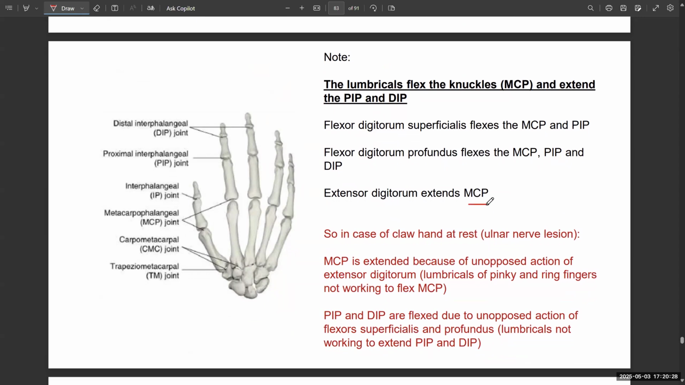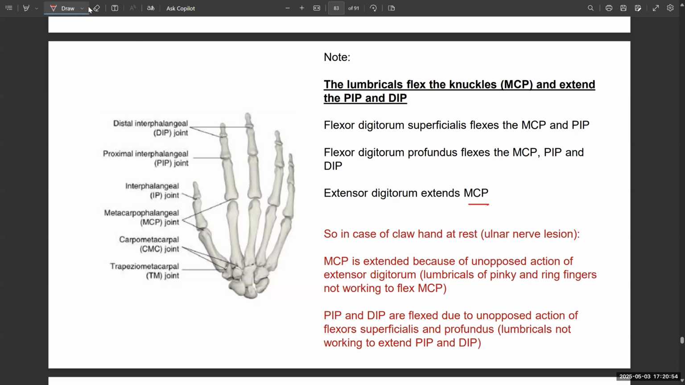Okay. So in case of a claw hand, I want to find out why does this person have a claw hand at rest? What's going on? Because at rest, you're supposed to have a hand that is not clawing or extending or anything. It's just like a normal hand, right? So what is the cause of that clawing? Basically, it's due to the imbalance between the forces of the muscles because some of them are paralyzed.